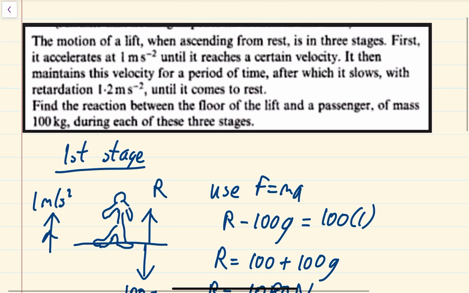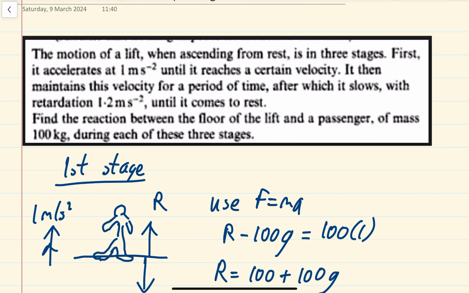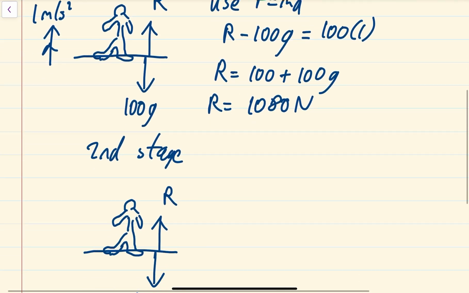All right. So it says here, first stage it accelerates, so that was my first stage. He accelerates at 1 meter per second squared until he reaches a certain velocity. It then maintains this velocity for a period of time. And then the last one, after which it slows with a retardation of 1.2 until it comes to rest. Okay, so you have 3 stages. So we're in the blue stage here, so it's going at a constant velocity.